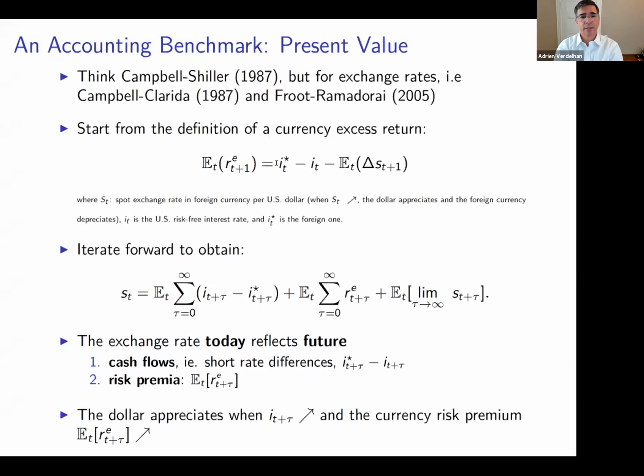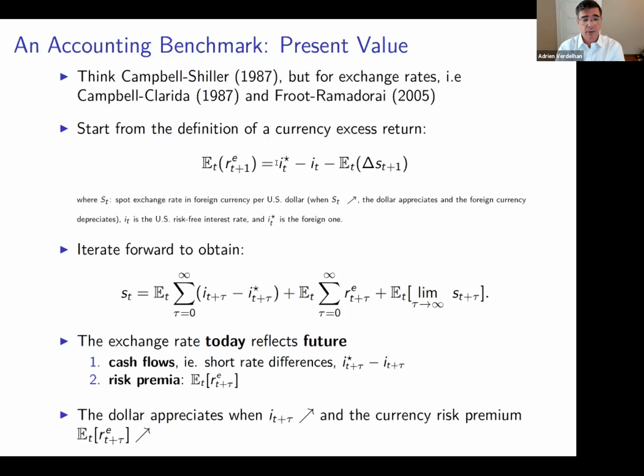Now, this excess return is the basic object in international finance. And why? Because there's only one source of risk here: the value of the exchange rate at the end of the investment period. You know the interest rate at which you borrow today. You know the interest rate at which you invest. You know the exchange rate today too, of course. The only thing you don't know is the exchange rate at the end of the investment period.